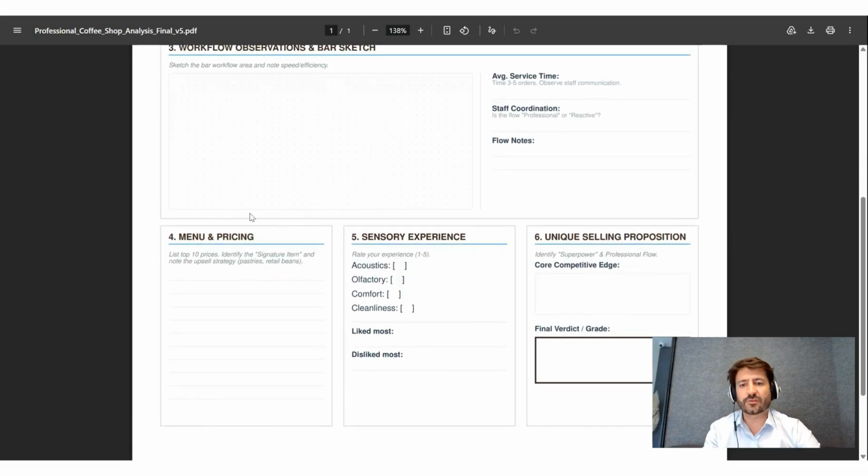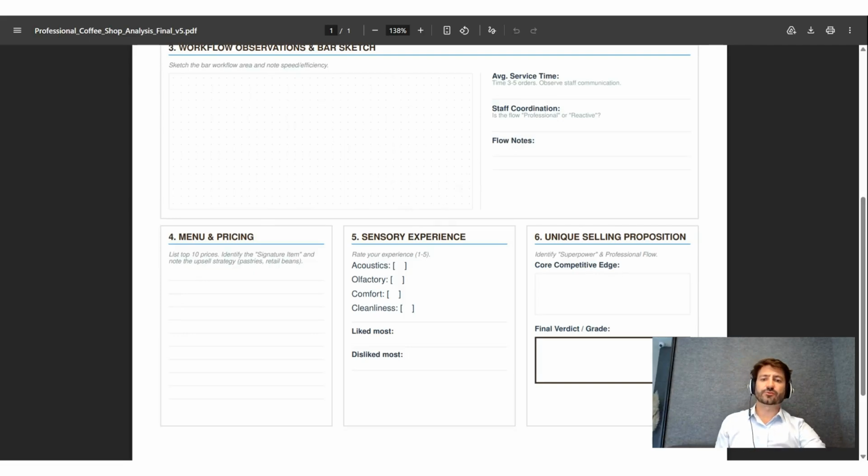Additionally, write also all of the most important items of the menu and their pricing so that you also understand, okay, where are they at? How are they pricing them? And this will be very interesting in the future when you also want to compare all of them or compare the coffee shops with each other.